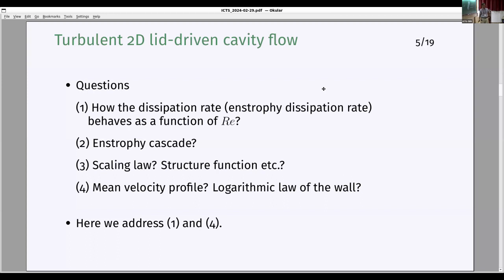Is there any nice scaling law, for example, the scaling law in the energy spectrum, or the structure function, and so on. And the last question in the list is the mean velocity profile. Usually when we focus on channel flow or pipe flow, the universal mean velocity profile law is the so-called logarithmic law of the wall. So I'm just curious to know if this universal law carries over to this two-dimensional lid-driven cavity flow. Today I focus on question number one and number four.